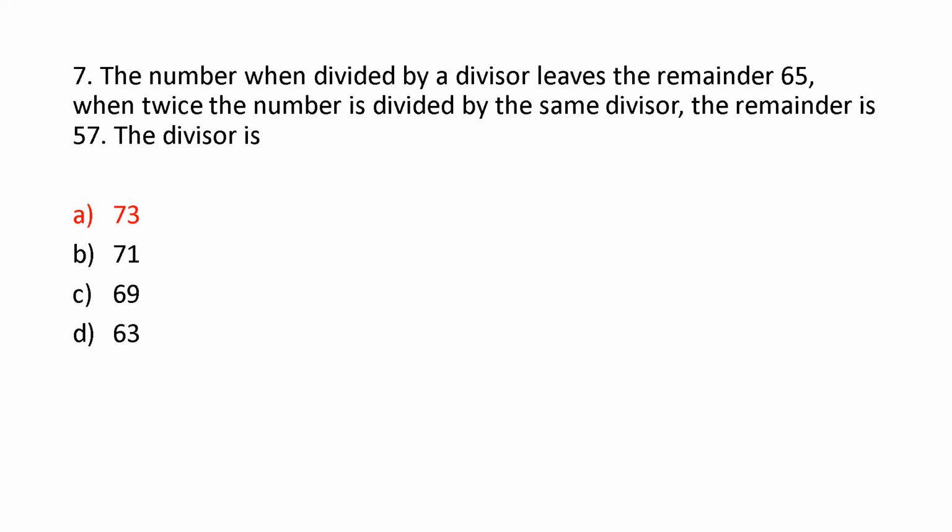Here's a question for you. A number when divided by a divisor leaves a remainder 65. When twice the number is divided by the same divisor, the remainder is 57. See, the same one which we have done just before. So 65 plus 65 minus 57, that is 73.